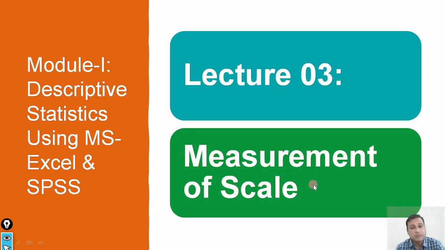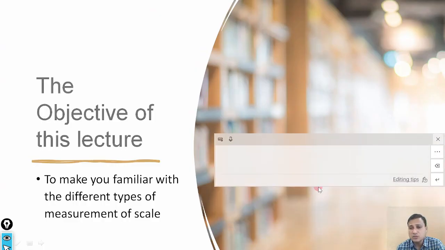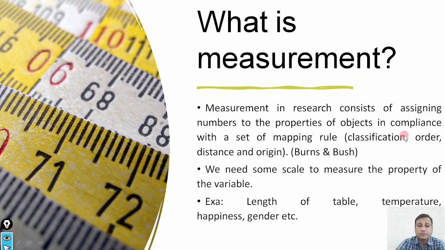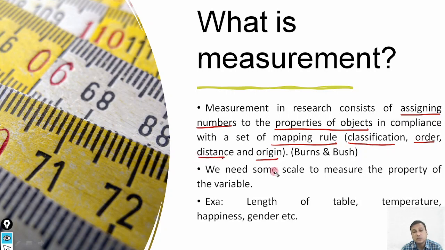The title of this lecture is measurement of scale. And what is the objective of this lecture? The objective of this lecture is to make you familiar with the different types of measurement scale. So what is measurement? Measurement in research consists of assigning numbers to the properties of objects in compliance with a set of mapping rules. What does that mean? Considering four mapping rules, they are classification, order, distance and origin, we assign numbers to the properties of the study object.